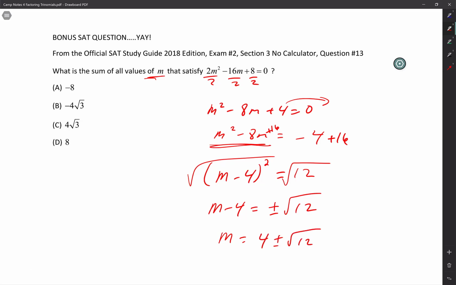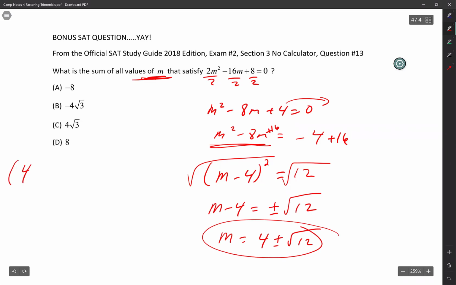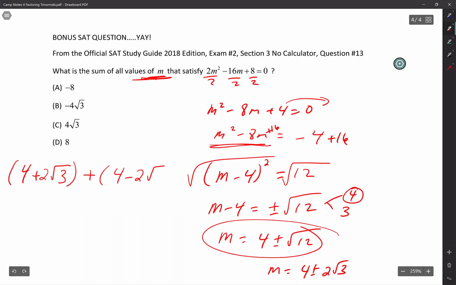All right, now what they want is the sum of the solutions. So these are my two solutions, so I'm going to sum them up, guys. 4 plus square root of 12. You know what? Let's reduce the square root of 12 because I see square root of 3 in there. So square root of 12 is the same thing as square root of 4 times 3, and the square root of 4 is 2. So I'm going to say m equals 4 plus minus 2 square root of 3. So 4 plus 2 square root of 3, plus 4 minus 2 square root of 3. Okay, in this case, it seems like it didn't even matter with the square root of 12.